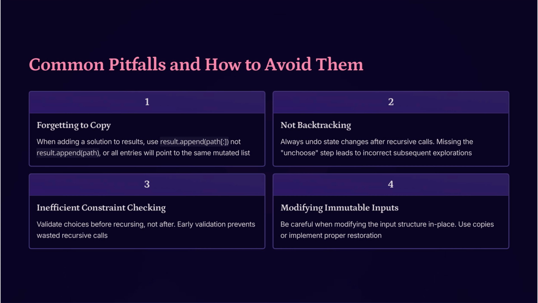Avoid common pitfalls in backtracking. Use result.append(path[:]) to prevent all entries from pointing to the same list. Always undo state changes after recursion to ensure correct exploration. Validate choices before recursing to avoid unnecessary calls. Avoid modifying inputs in place. Use copies or restore them properly.